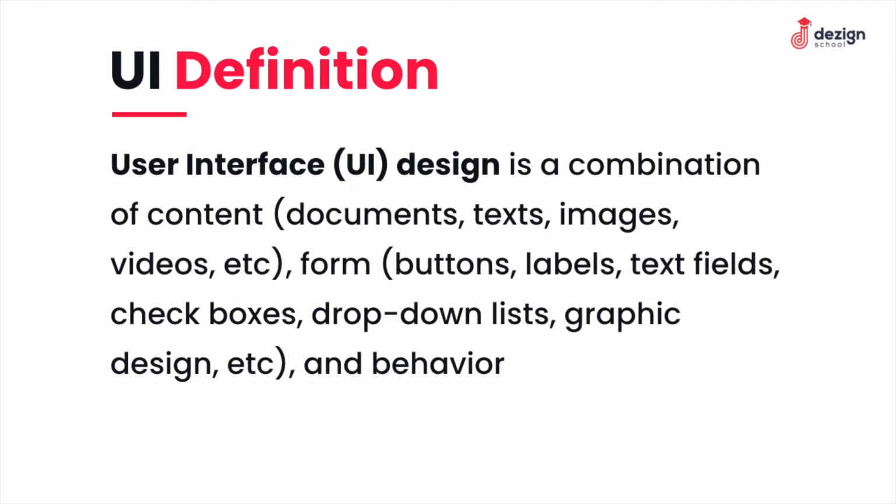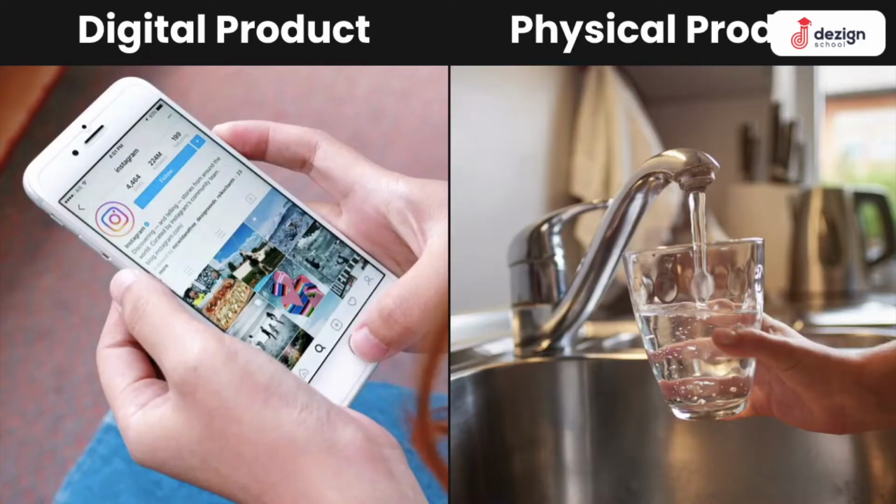User interface design is a combination of content like documents, text, images, videos, etc., form elements like buttons, labels, text fields, checkboxes, drop-down lists, graphic design, etc., and behavior. Together they all create a user interface through which a user interacts with any application or a hardware device, called a user interface.